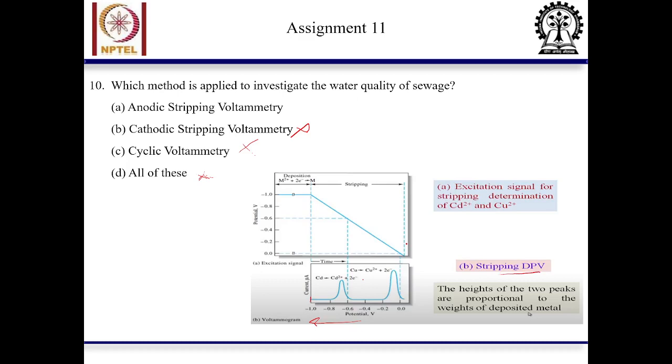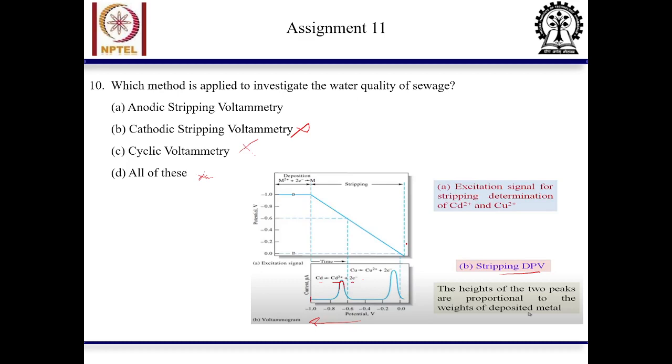So what is happening now? Once we start sweeping, what will happen? First we will see the cadmium peak, because we are stripping from minus 1 volt going toward 0 volt. So first cadmium goes to cadmium 2 plus and you see the corresponding peak. After that, the copper that was deposited will come out. So we can know that two elements are present, copper and cadmium.